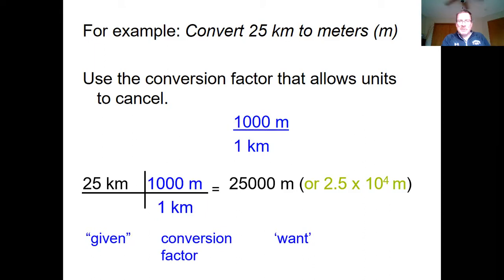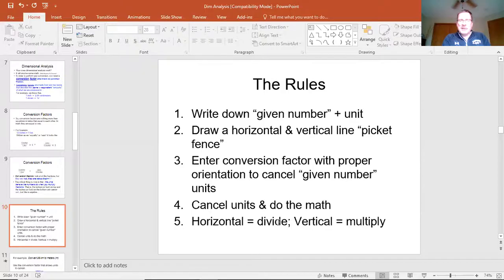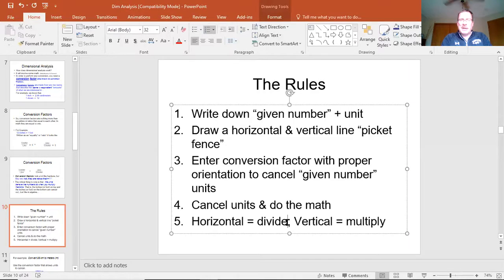Here's my given, here's my conversion factor, here's what I want. 25 times 1,000. Hey, does that mean we have a typo back here? I think it means we have a typo. Yes, if you're going horizontally, you multiply. If you're going vertically, you divide. You know what? The magic of film, let's just watch this happen right now.